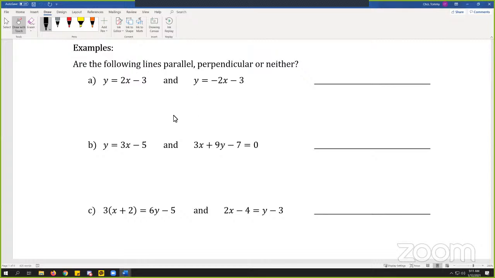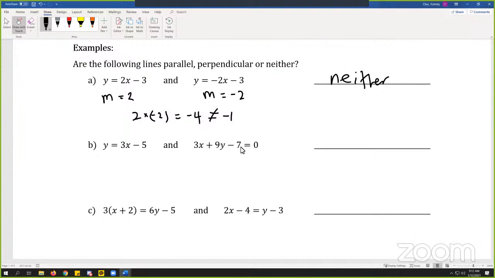Okay, so are the following lines parallel, perpendicular, or neither? If you showed your work, that's fantastic. And so we would say here, for this one, the slope is 2. Here, the slope is -2. They're not the same, so they're clearly not parallel. And if we multiply 2 times -2, we get -4, which does not equal -1, so therefore this must be neither. Okay?